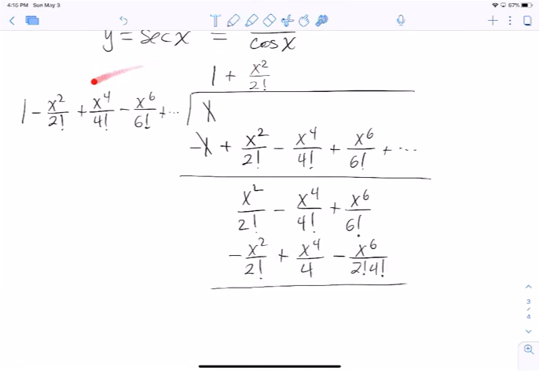Multiplying and changing the sign then gives us negative x squared over 2 factorial plus x to the fourth over 4, because 2 factorial and 2 factorial are each 2, and then negative x to the sixth over 2 factorial times 4 factorial. Of course, the first term subtracts out. Folks, if you're ever doing long division and that doesn't happen, you have done something wrong.